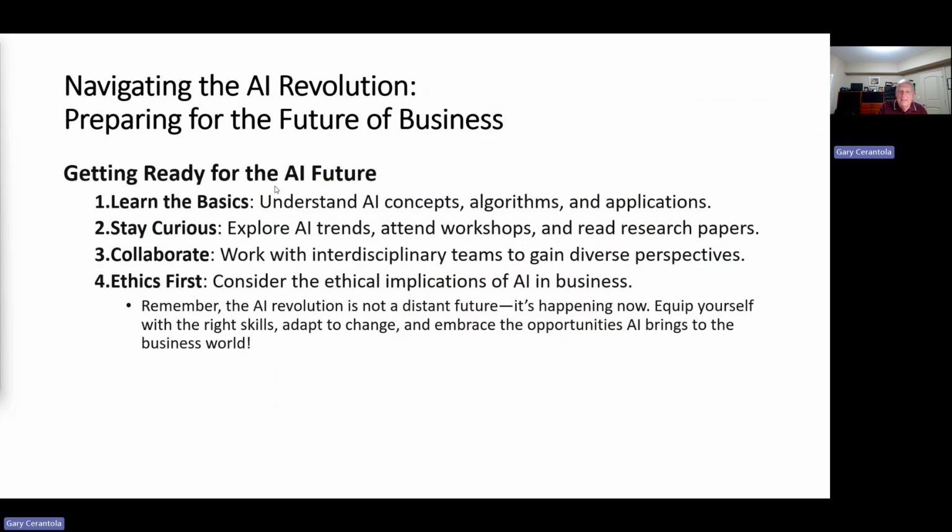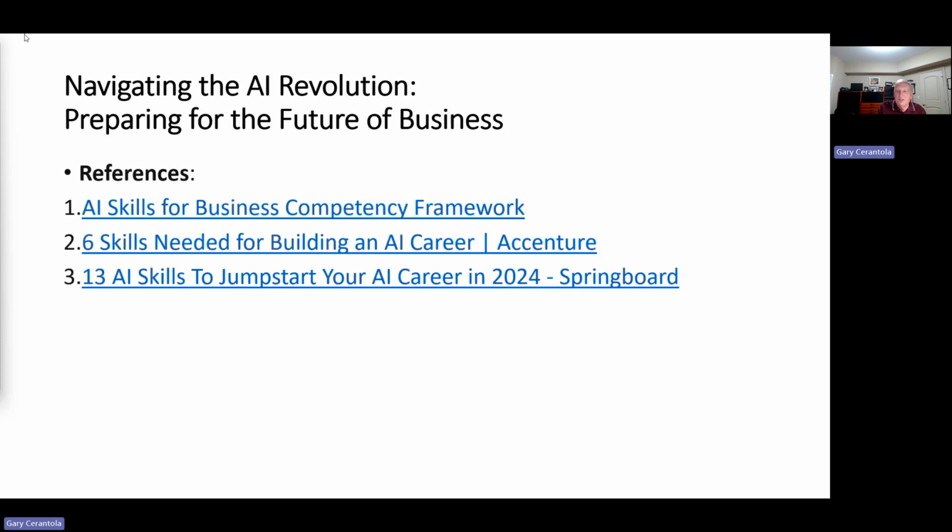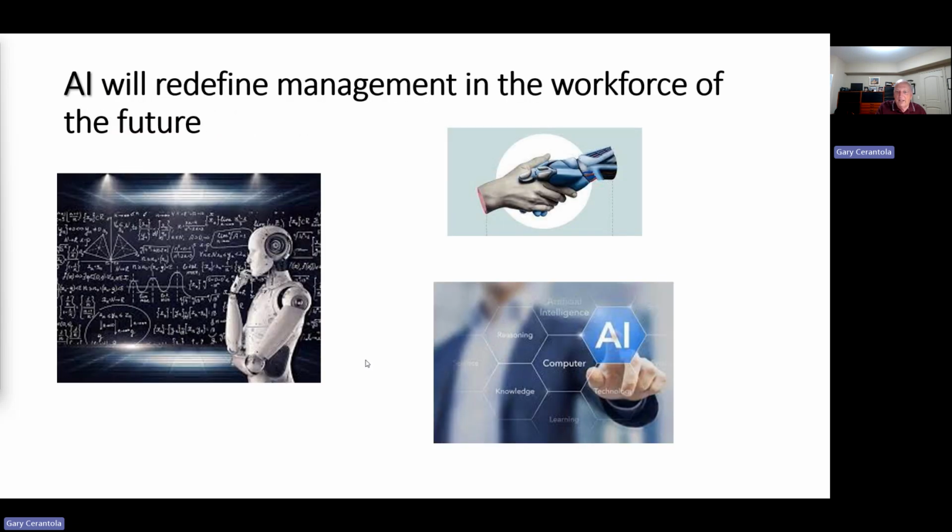So getting ready for AI, learn the basics. You've got to stay curious, collaborate, work with interdisciplinary teams to gain diverse perspectives, and ethics first, because where this could take us, it could take us down some pretty dark and nasty roads if we don't have your management skills in making sure that things are right in terms of the ethical implications of AI in business. So how do you navigate this? Well, here are some references: skills for business competency, skills needed for building an AI career, skills to jumpstart your AI.